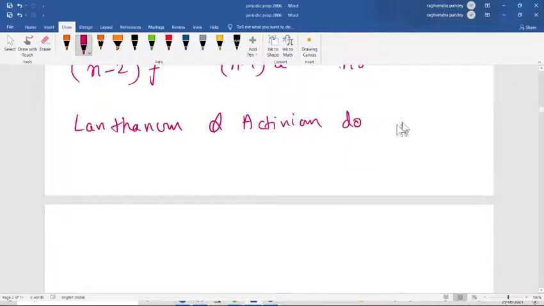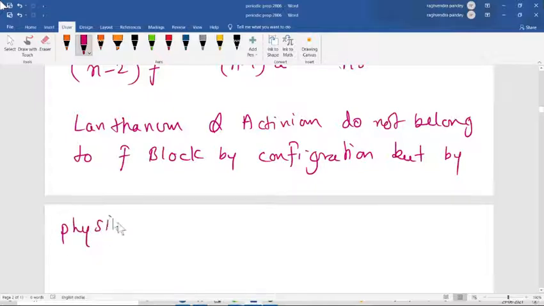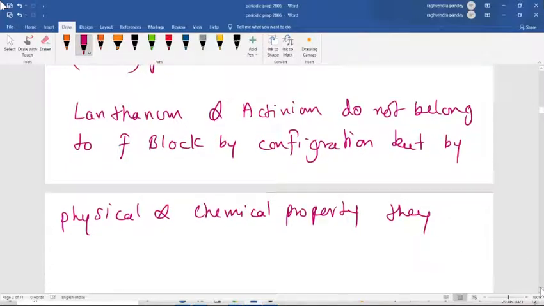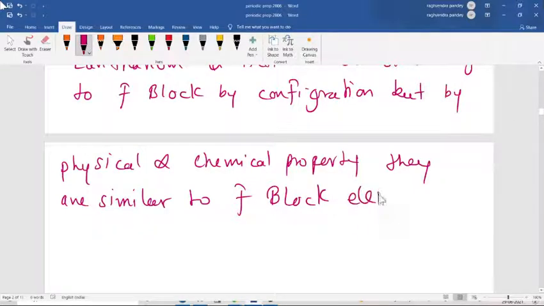Actinium does not belong to the f block by configuration, but by physical and chemical property. They are similar to f block elements.